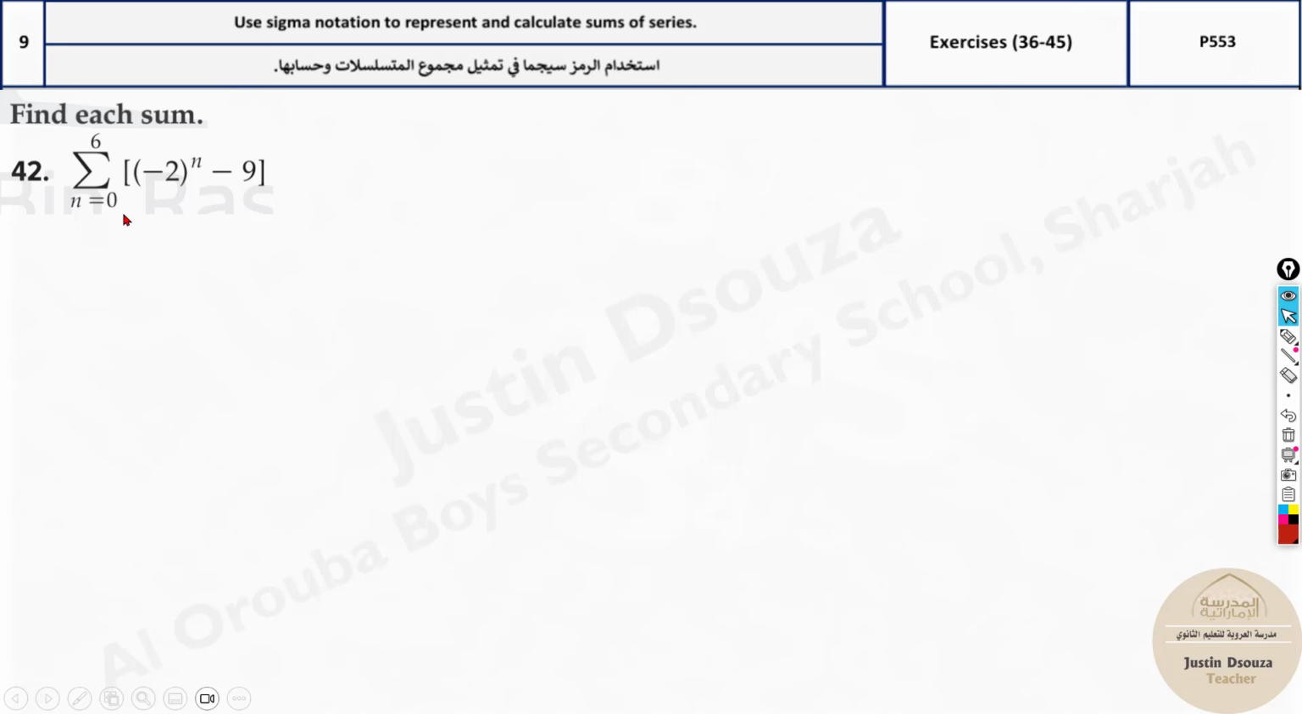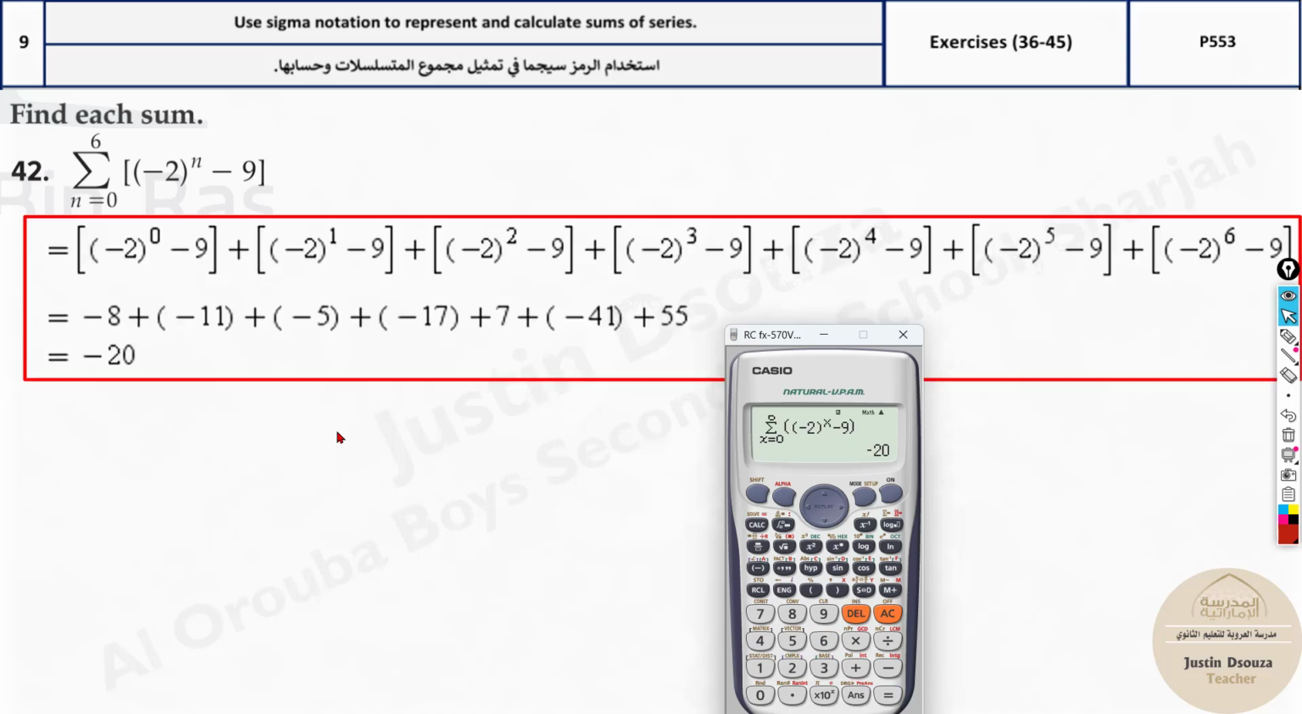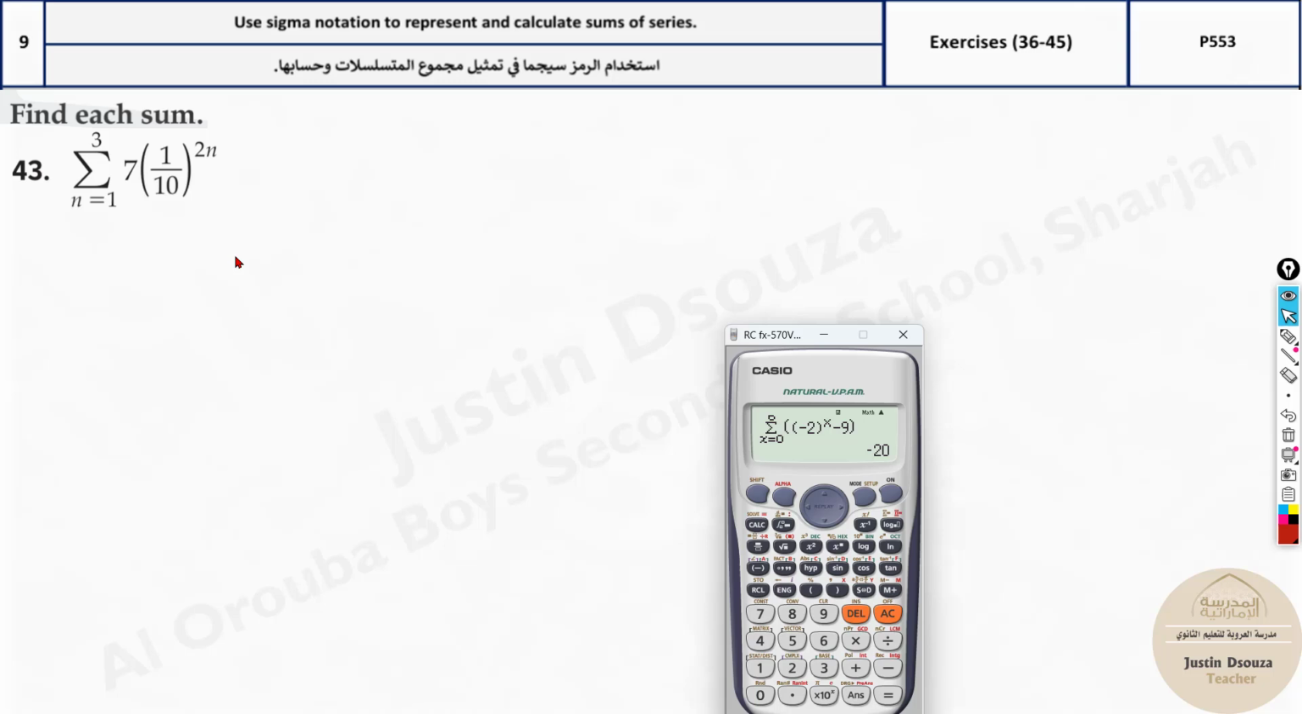Even over here, there is nothing much. This is just the power alpha x. Let me do this. Shift and log symbol. Now what you do is use the bracket minus 2, close the bracket, square it up, and use the variable x. Then subtract it from 9. Now it starts at 0, ends at 6, and the answer is negative 20. Similarly, you can try all the others.